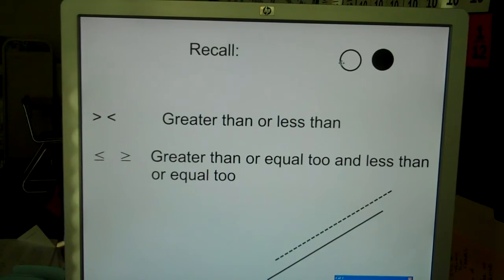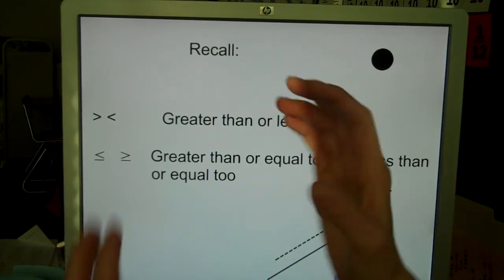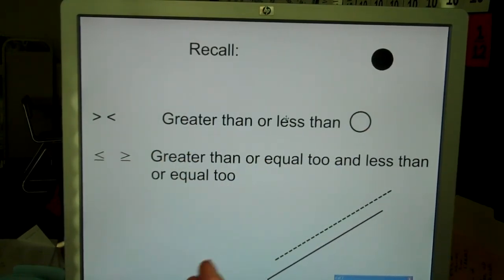We also needed to recall from when we graphed our inequalities on a number line, which one got the open circle? This one or this one? This one got the open circle. So I'm going to put that right there, because we did not want to include the number that it was on. So this one got the closed circle, okay?